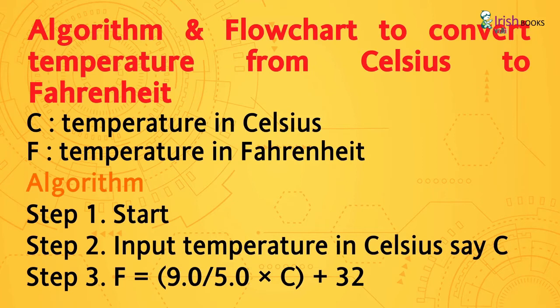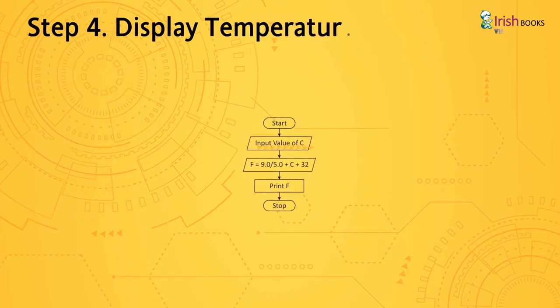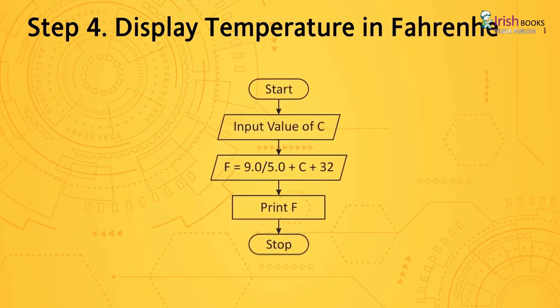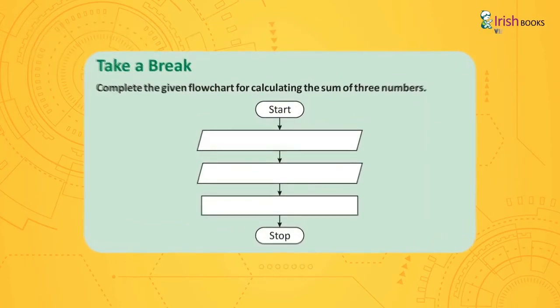Algorithm. Step 1, start. Step 2, input temperature in Celsius, say C. Step 3, F = 9.0/5.0 * C + 32. Step 4, display temperature in Fahrenheit F. Step 5, stop.